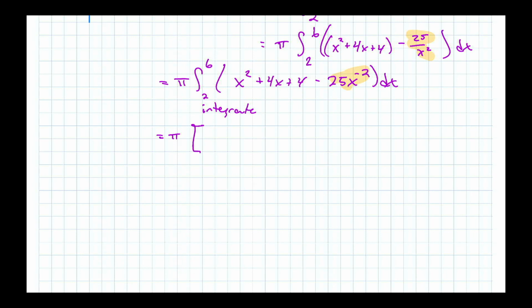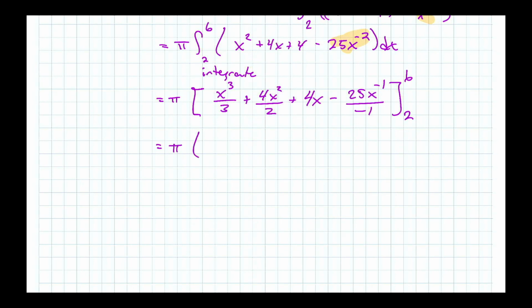So antiderivatives. So power rule, power rule, power rule. So power rule for x squared, x cubed over 3, right? Add 1 to the power, 4x. That's going to be 4x squared over 2. Again, add 1 to the power, divide by the power. 4 will go to 4x. Here, if you add 1 to the power, negative 2 plus 1 is negative 1. So the power is going to go to negative 1, and then we're going to divide by negative 1. Then 2 to 6.